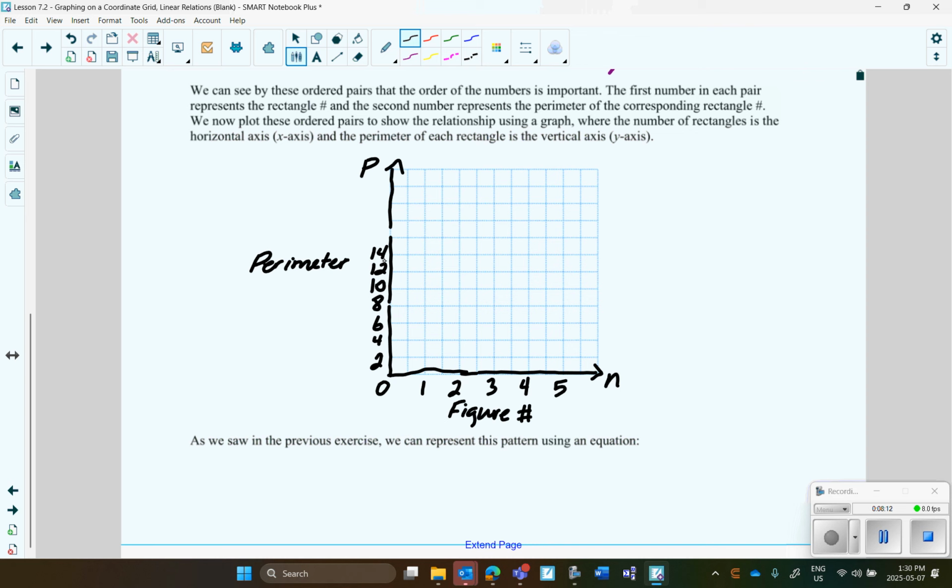So notice on this scale, I went up by 2s. What's wrong? Okay, don't erase this. But what if I did this? Because this is a common mistake students will make. You don't have to copy this down.